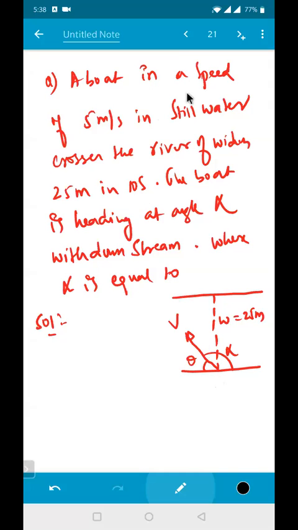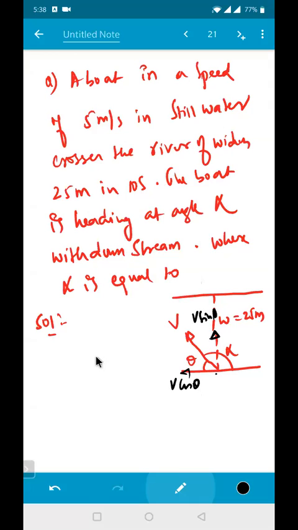You see your boat has a speed of how much? 5 meter per second in still water, crosses the river of width 25 meter in 10 seconds. This is the time, 10 seconds. The boat is heading at an angle alpha with the downstream, where alpha is equal to how much? First calculate the time taken to go from here. If I resolve it into components, this is cos and this is sin. So if I resolve the components, this is v cos theta. Along this direction, this will be equal to v sin theta.